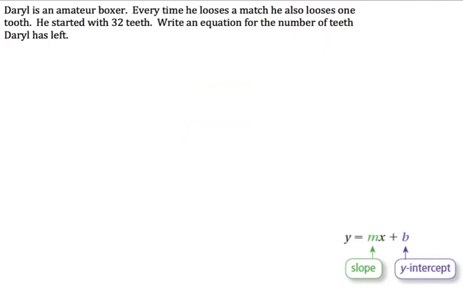Daryl is an amateur boxer. Every time he loses a match, he also loses 1 tooth. He started with 32 teeth. Write an equation for the number of teeth Daryl has left. All right, he starts with 32 teeth. That is the y-intercept. He loses 1 tooth each match he loses. That's actually a slope. Down 1 tooth per match.